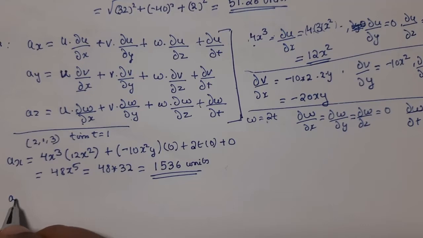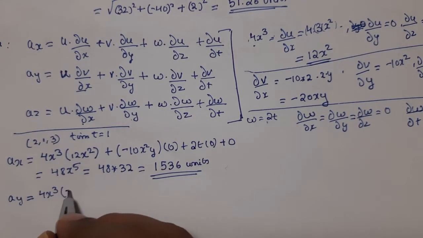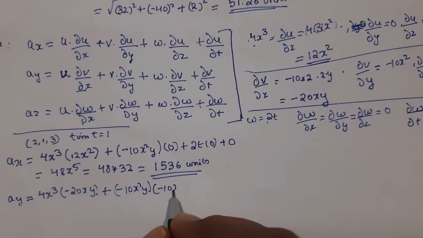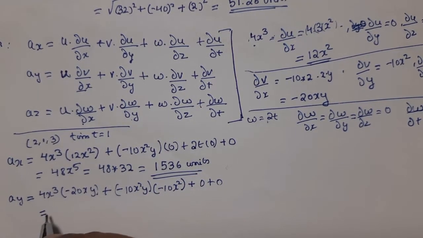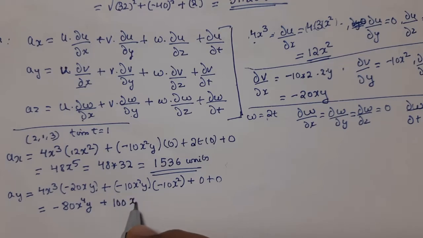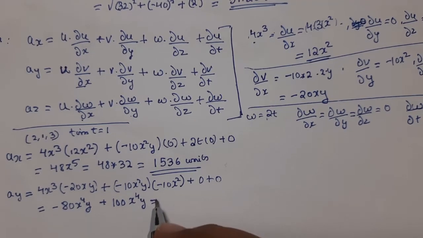Similarly, we'll go for ay. Here u is again 4x³ into −20xy plus v, which is −10x²y, into −10x², plus 0 into 0, plus 0. So totally we get −80x⁴y plus, that is minus into minus, 100x⁴y. Substituting the value of x as 2 and y as 1, we get 2 to the power of 4 and 2 to the power of 4 again here. So when you calculate this, you will get the value as 320 units.